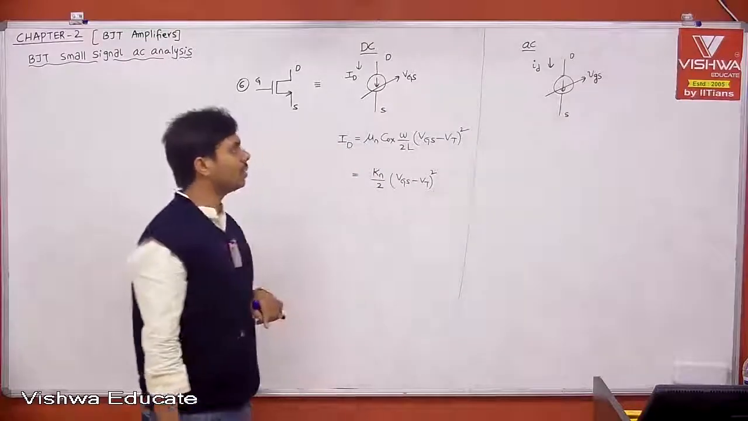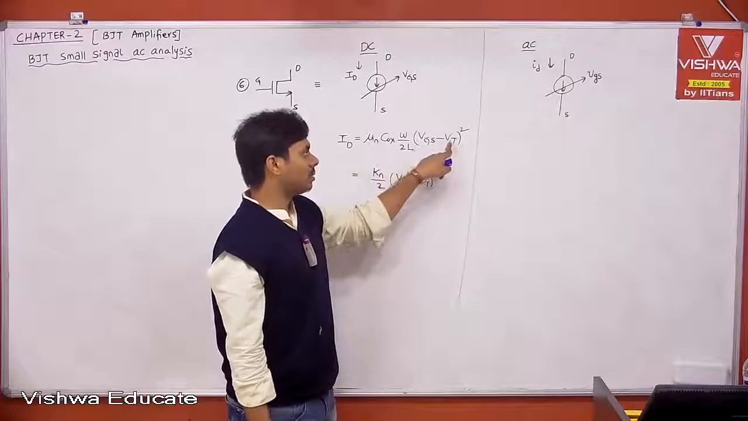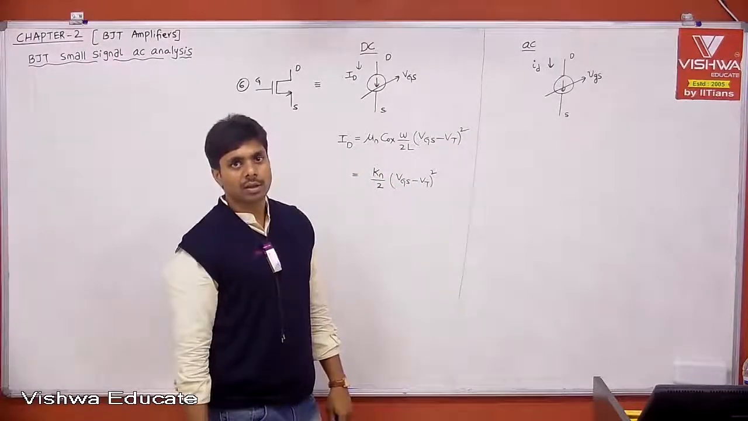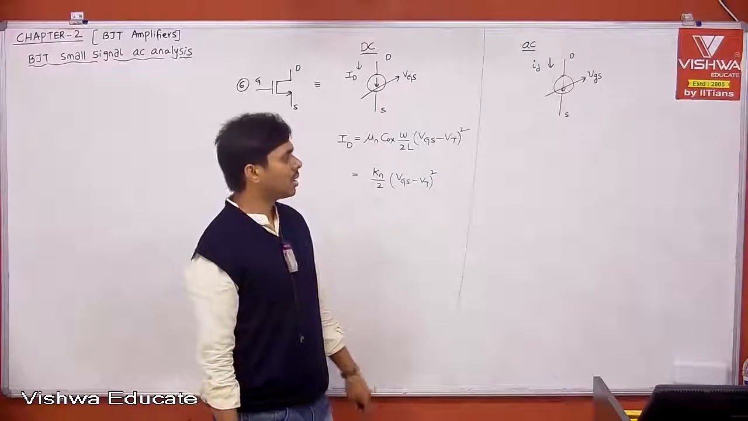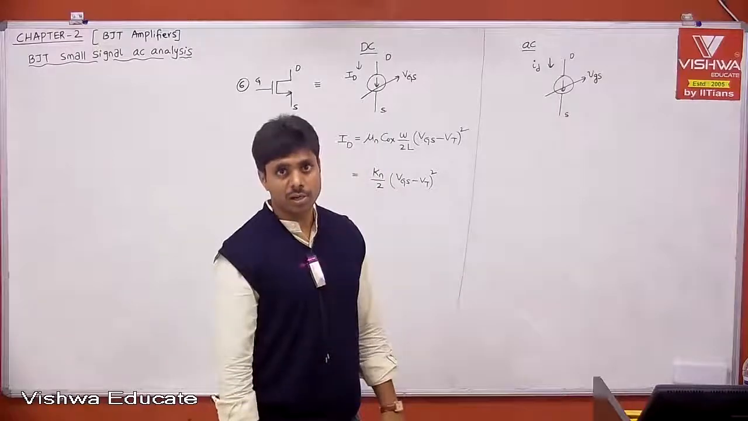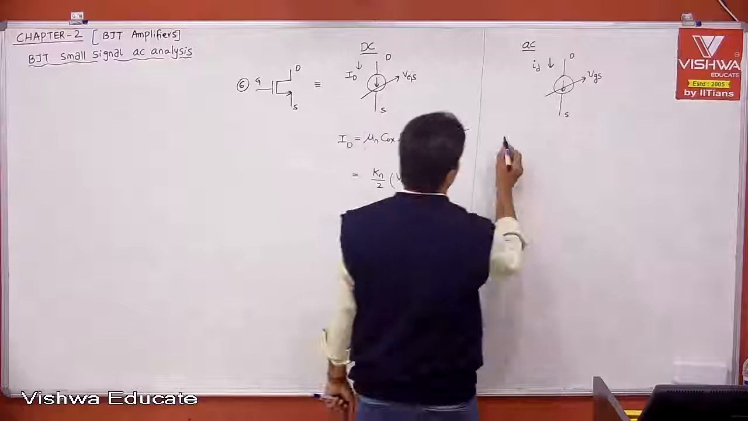Okay, let's see. How will you get it? Don't say small ID is equal to mu n Cox W into small VGS minus VT whole square. Can you write like that? No, we cannot write like that. For that, we need to do the analysis. What is that analysis? I think the same thing we did in the case of PN junction diode, right? The same way we can do it.